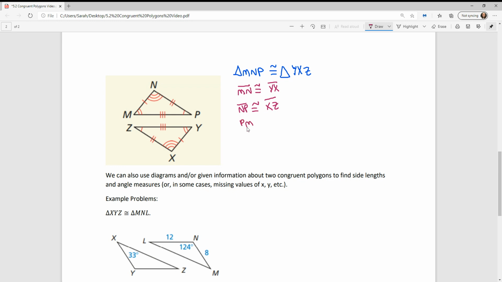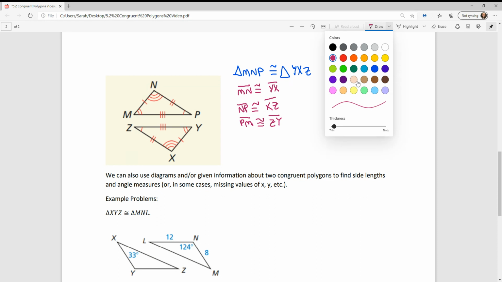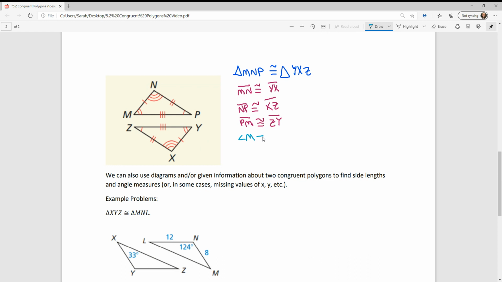And last but not least, PM is congruent to ZY. Now let's take care of our angles. Again, I'm going to do the one-letter angle names because I can here. So I have angle M, that's the one marked with 2, is congruent to the other one marked with 2, which is angle Y. Angle N is marked with 3 arcs, so is angle X, so N is congruent to angle X. And then our leftovers, angle P is congruent to angle Z.